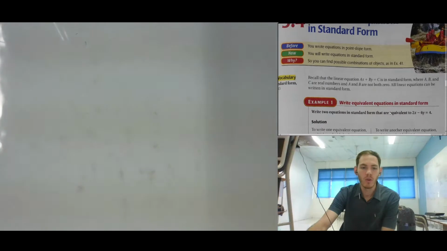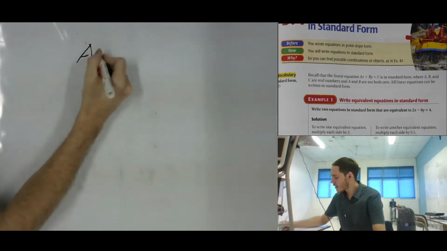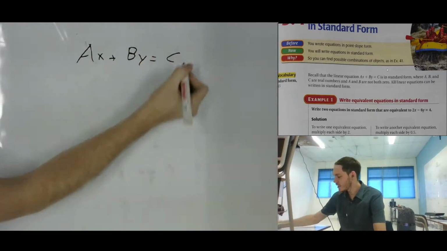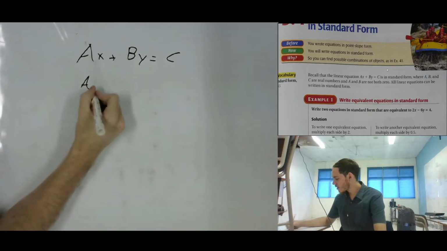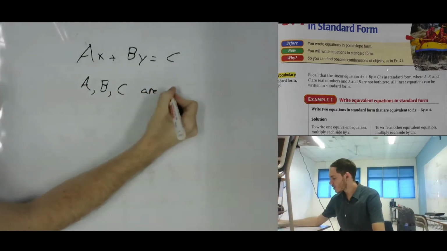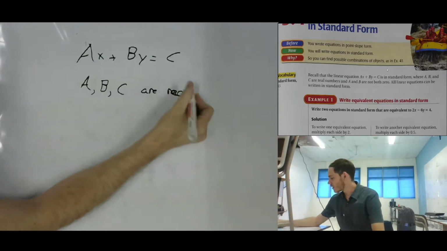Okay, so class, we're going to go over 5.4 today. We're going over standard form. Now, there are multiple ways of writing standard form because standard form is written ax plus by equals c, where a, b, and c are real numbers, okay?